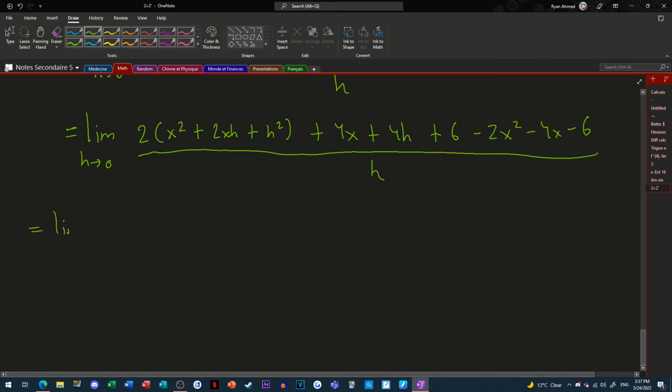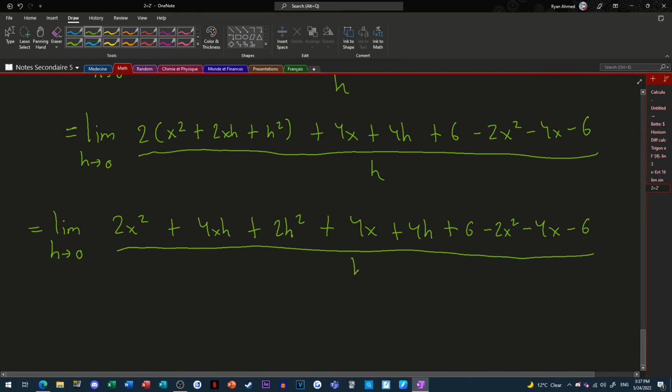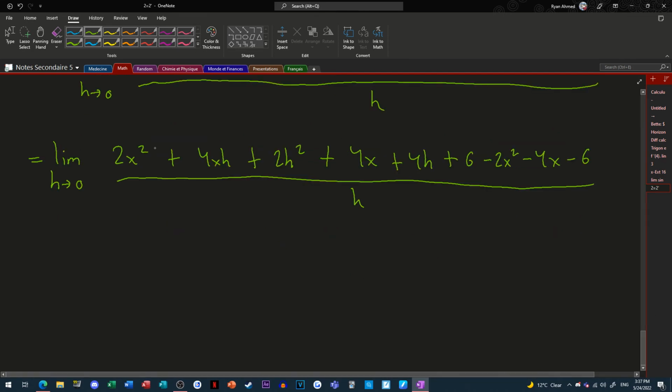Next, I have the limit as h approaches 0, and I'm going to be distributing my 2. This is going to be 2x squared plus 2 times 2xh, which is 4xh, plus 2 times h squared, which is 2h squared, and then plus everything else, all this divided by h. Before I even continue, I can already see that I have a few terms that I can cancel out. I have this 2x squared and negative 2x squared, which cancel each other out. Next, I have positive and negative 4x, and I can cancel these out. I have positive and negative 6, so I can cancel these out.